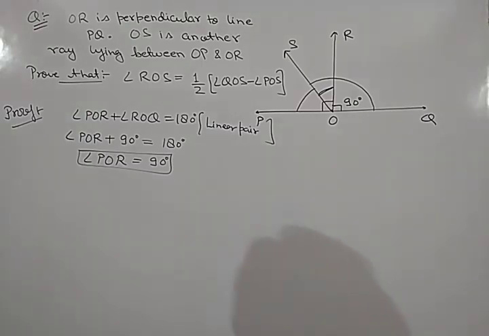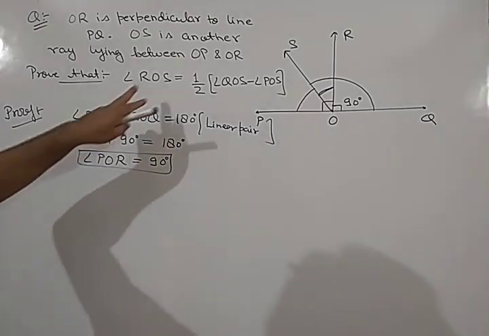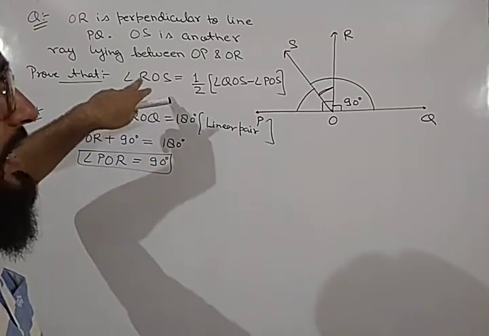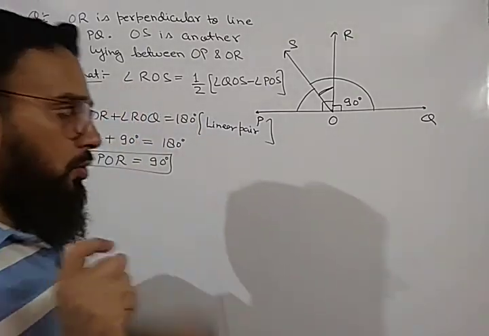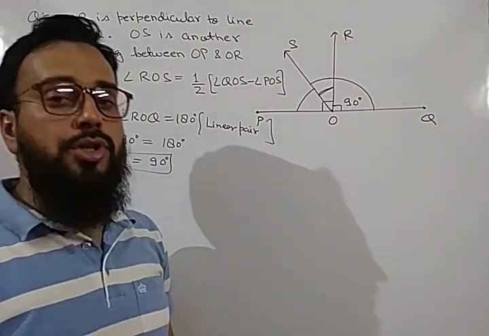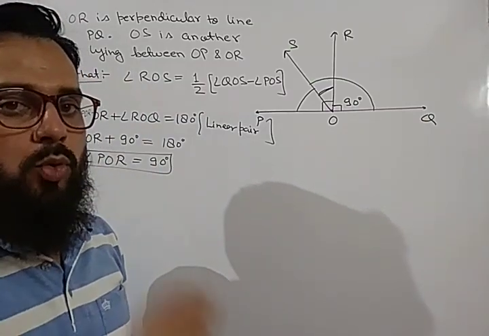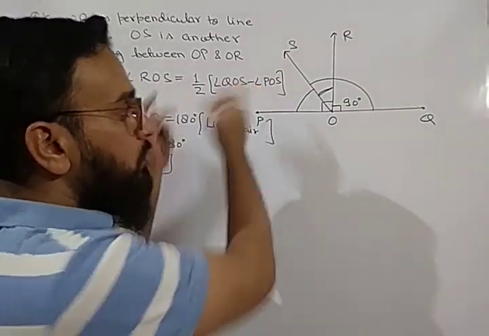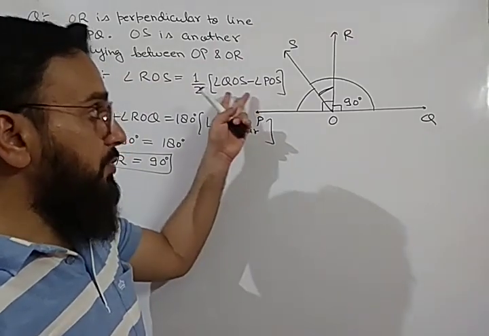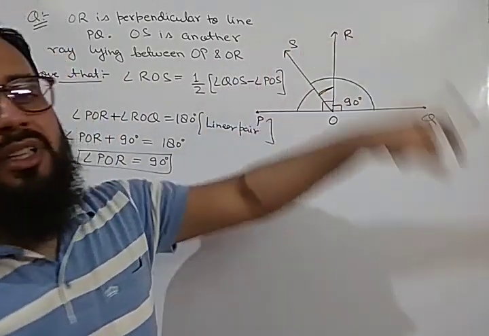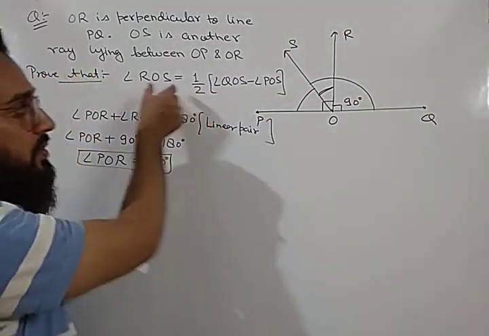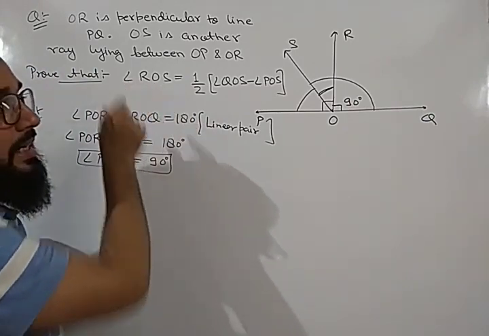Okay. Now we are moving further. What do we have to find in the answer? We want angle ROS. I told you in my previous video also, in the questions of proving, we will move in such a way that the term which we want to prove, we will start with that particular term. So the first term which we have to prove is angle ROS.